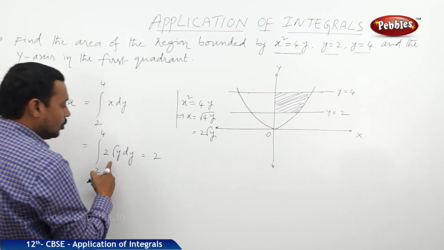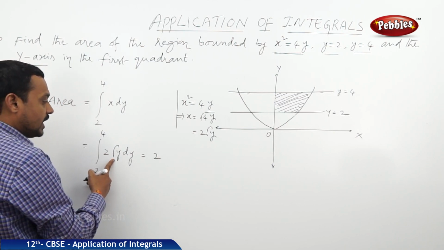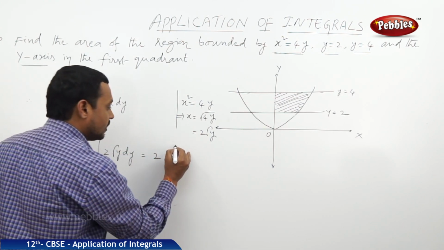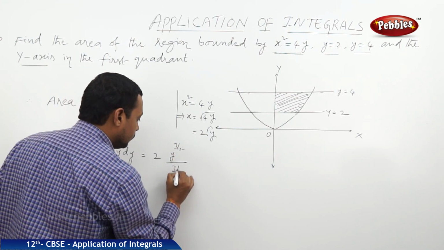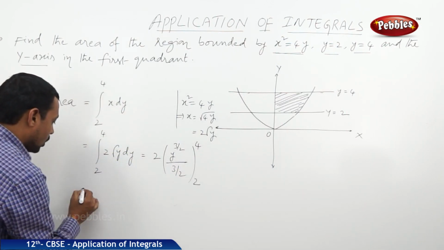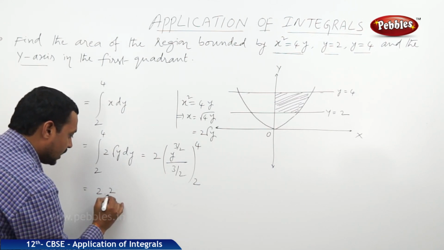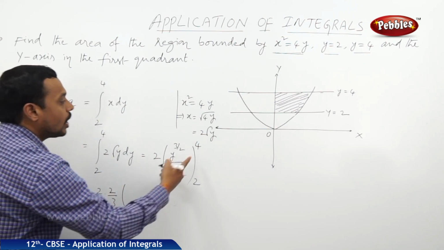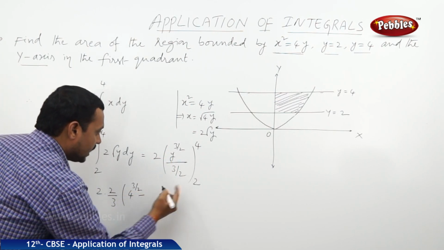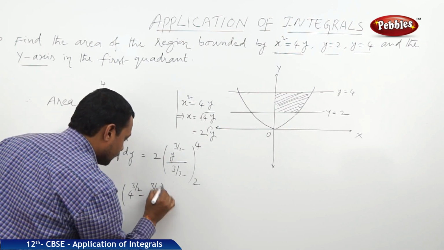Now 2 into root y. Root y means it is y power 1 by 2. The integration of y power 1 by 2 is equal to y power 1 by 2 plus 1, that is 3 by 2, divided by 3 by 2, between the limits 2 to 4. Now this is 2 into, now this is 1 by 3 by 2 is equal to 2 by 3, and now substitute the upper limit first, that is 4 power 3 by 2 minus substitution of lower limit, that is 2 power 3 by 2.